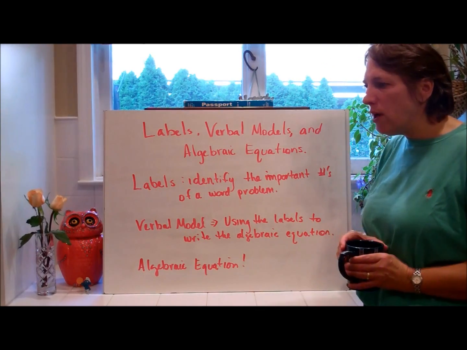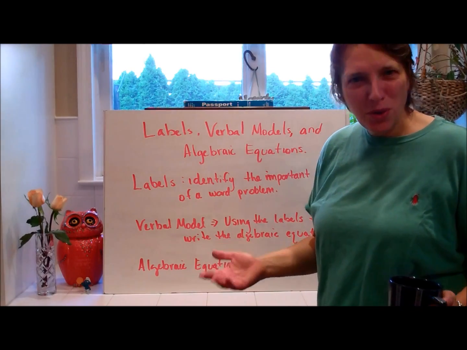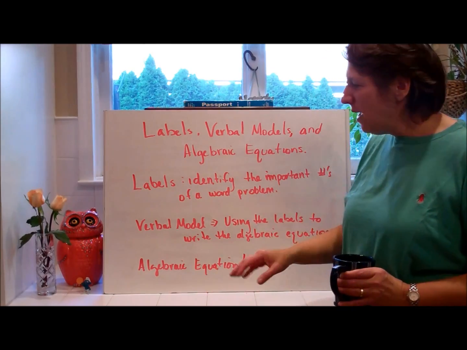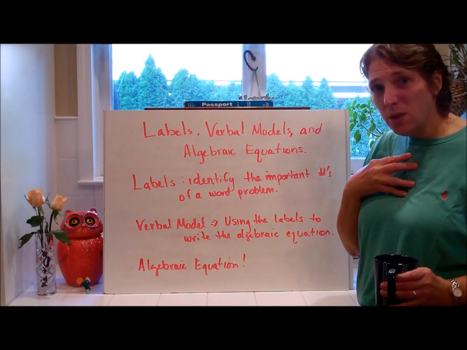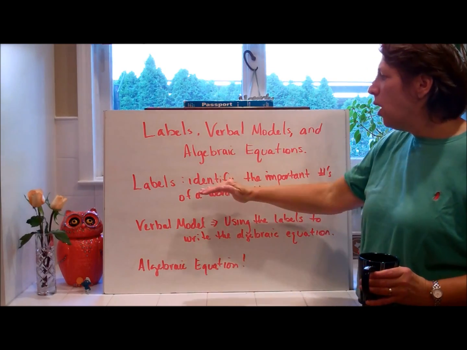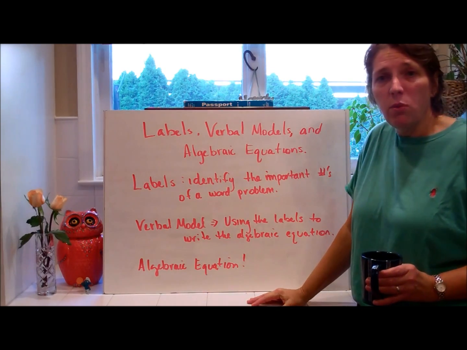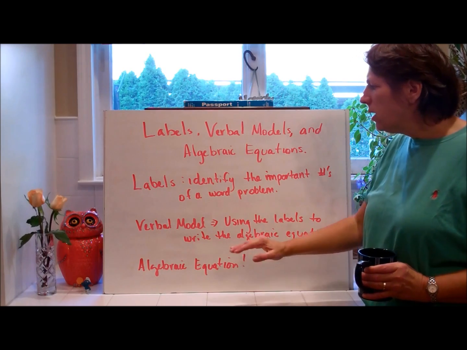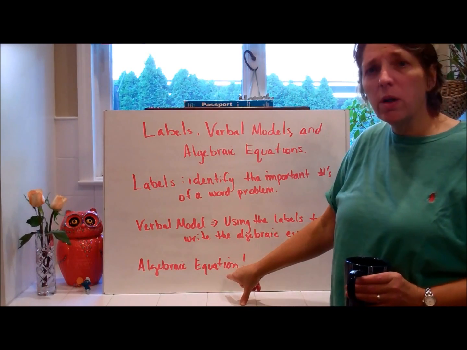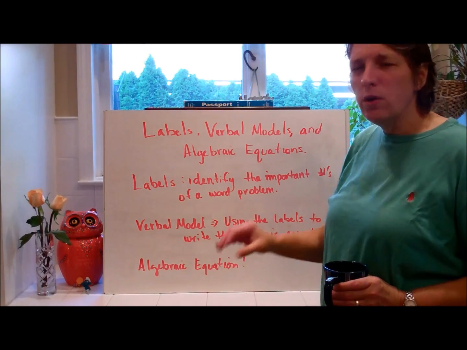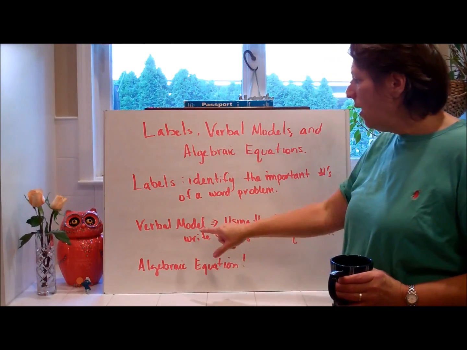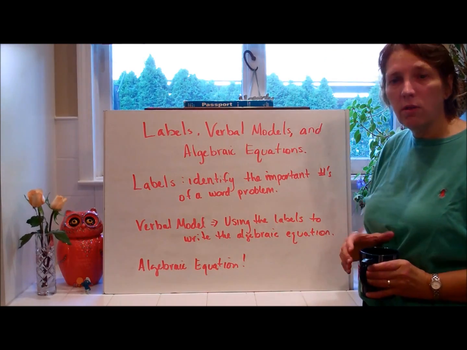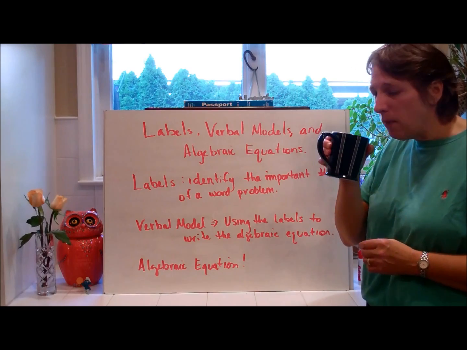And the algebraic equation is what you need in order to solve the equation. So you write that. But the first thing you do is you always write the labels, you identify the important numbers. Some students then like to write the algebraic equation so that you get it set up, and then they go up and plug in the verbal model. So let's see what happens.